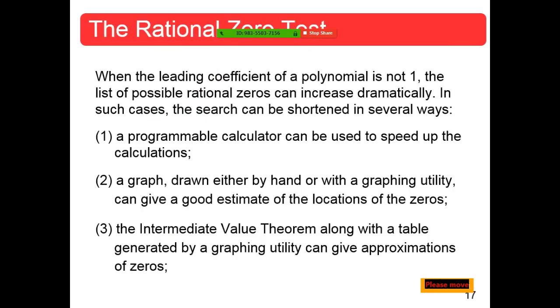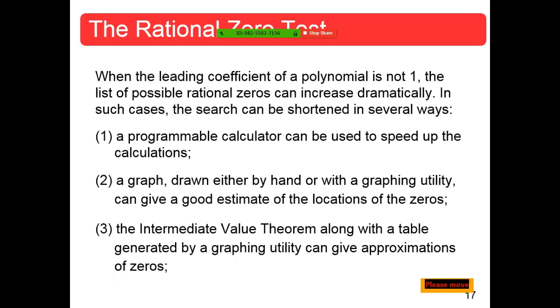Okay. So when the leading coefficient of the polynomial is not 1, the list of possible rational zeros can increase dramatically, because now you have all the factors in the denominator, which means some of your possible rational solutions could be fractions, and that's fine. Those are rational numbers, but that makes it a lot harder to do synthetic division, but we'll manage to muddle our way through it.